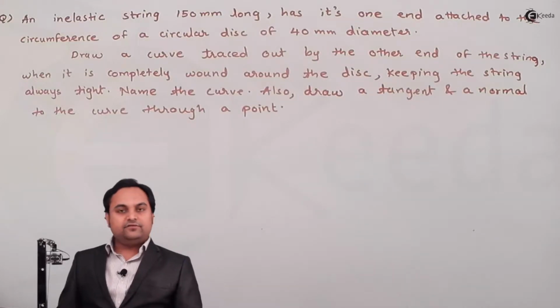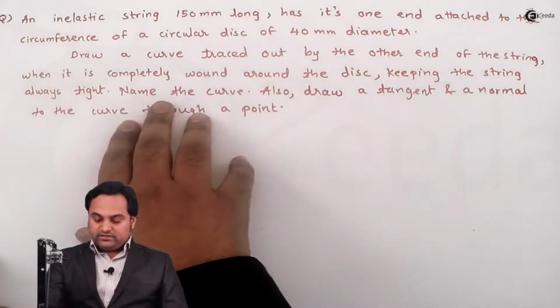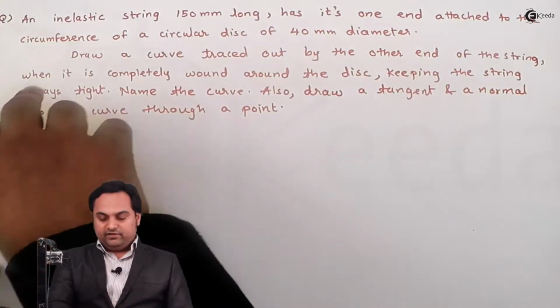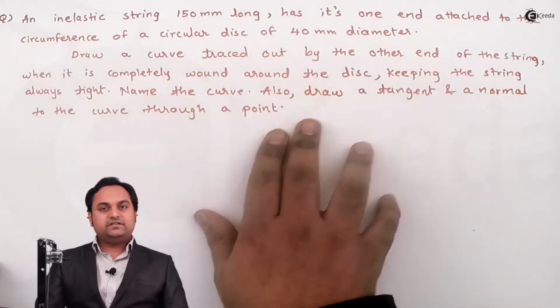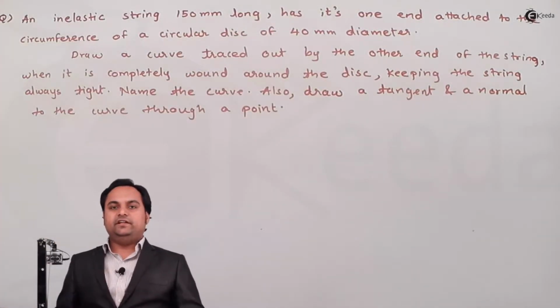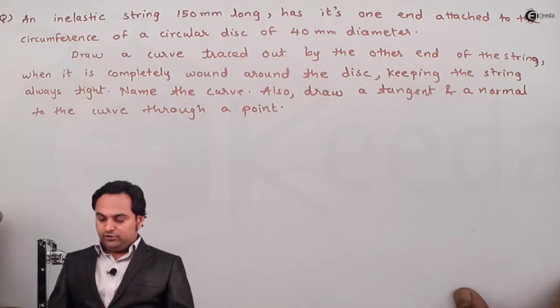So this is the question in front of us. Now here I'll explain how to draw the curve. It is given that name the curve. See, whenever an inelastic string is wound around the disc, in that case the curve which we are getting will be called an involute. So we have to draw that involute.